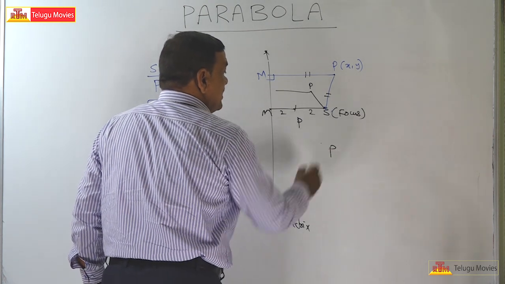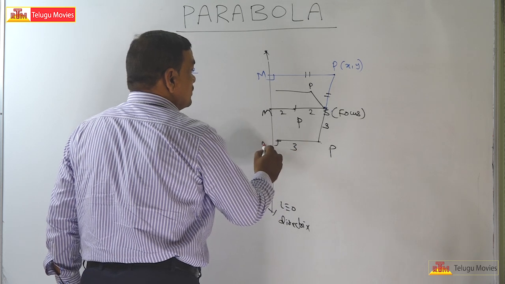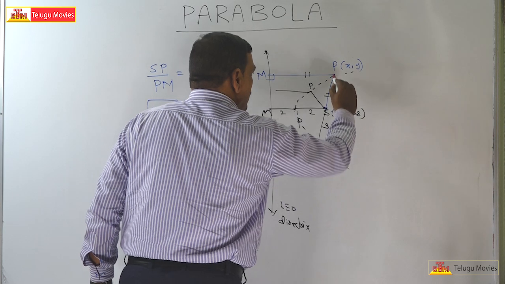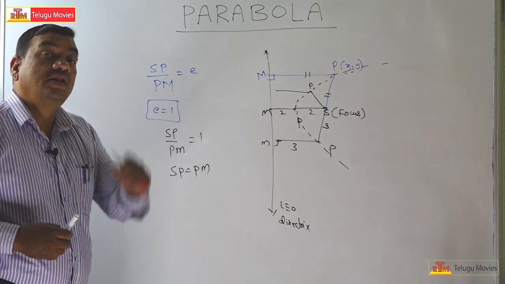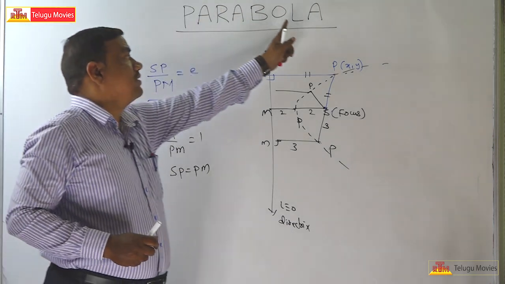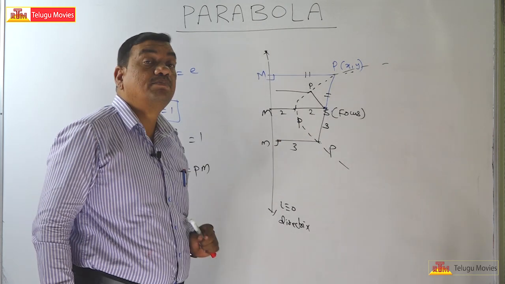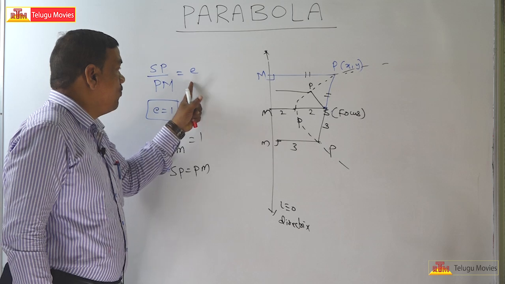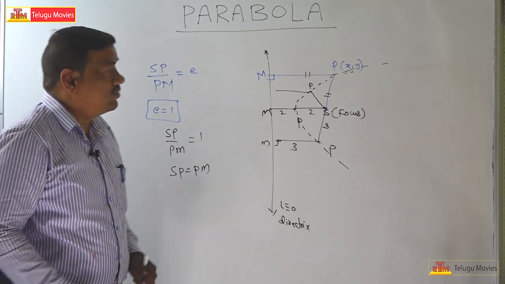So if it is a point here, then SP by PM, if it is 3 centimeters, this is also 3 centimeters. So if we join all these points, you will get a curve. The name of that curve is given as parabola. Okay? So what is the eccentricity of the parabola? 1.